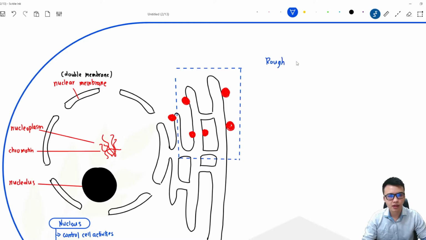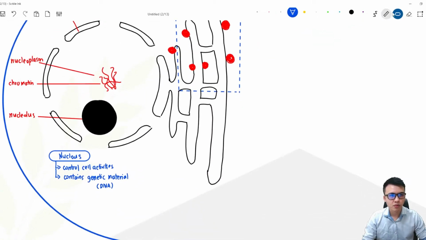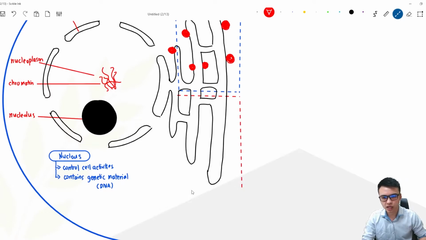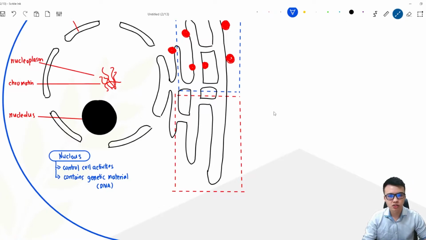Rough endoplasmic reticulum. Now, the other side, what we have here is the smooth endoplasmic reticulum. So guys, write down smooth endoplasmic reticulum.